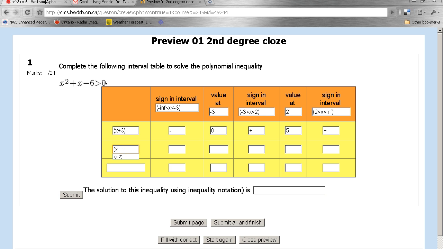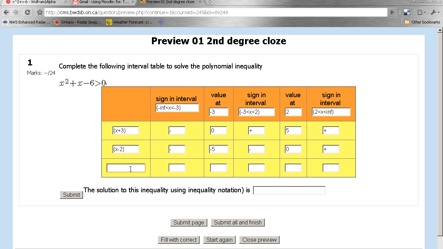Okay, the next binomial factor is x minus 2. I know that when x is less than negative 3, so for example negative 4, the sign of this binomial factor is negative, and so a negative goes there. When x is negative 3, negative 3 minus 2 is negative 5, and so my value at negative 3 is negative 5. Now I know in this interval between negative 3 and positive 2, for example 0 minus 2 is negative, and so a negative value goes in there. When x is 2, 2 minus 2 is 0, and so a 0 goes in there. And the sign when x is greater than 2, so for example the number 3 minus 2 is positive 1, and so the sign is positive in that interval.